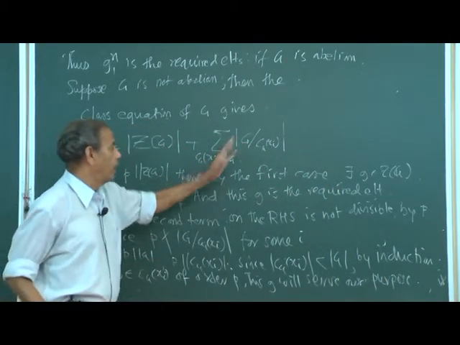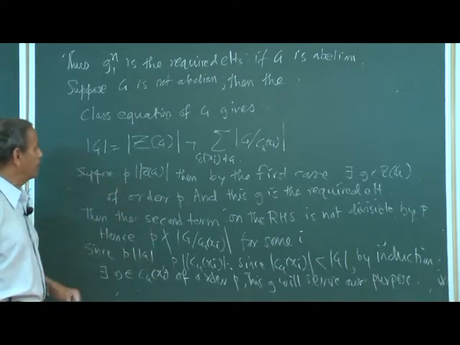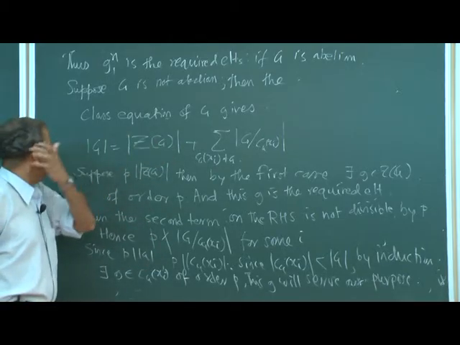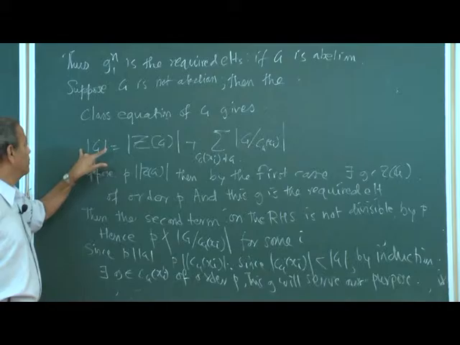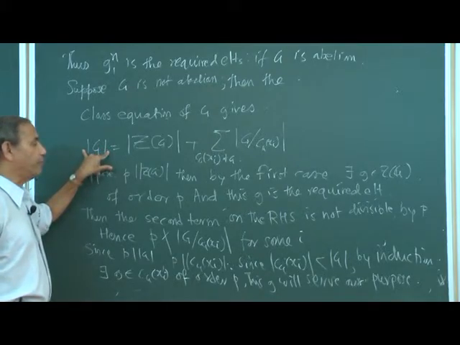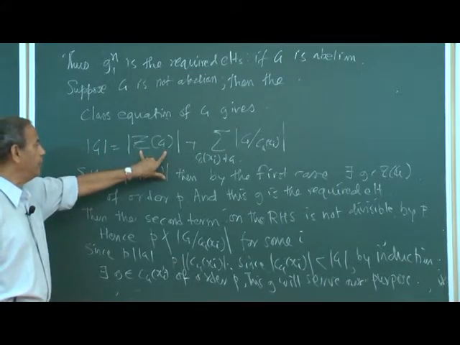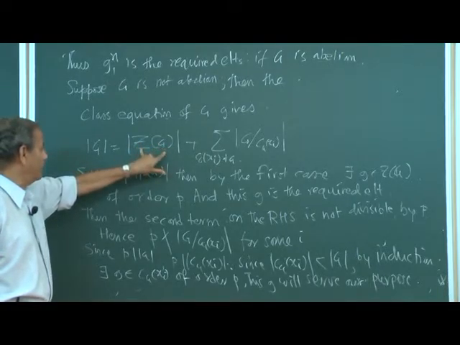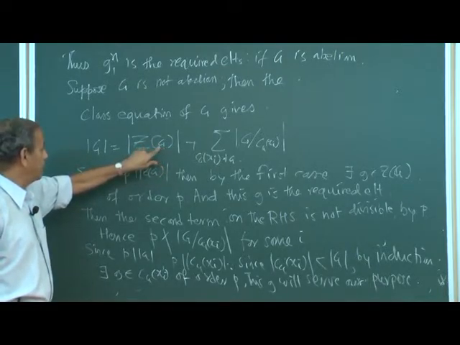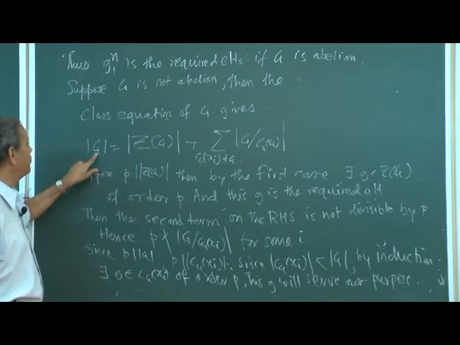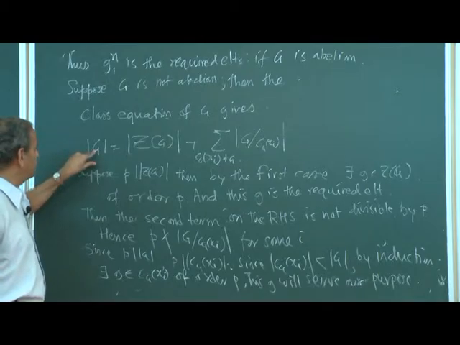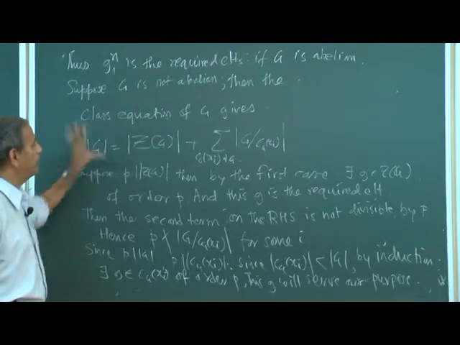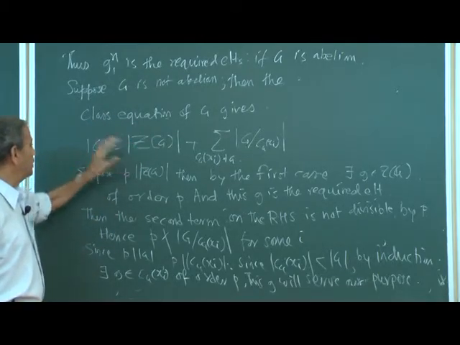So we have proved it now. Let me repeat what I have done. We have written down the class equation. Left hand side is divisible by P. Suppose this is divisible by P, then by induction, by the first case, the abelian case, there exists an element of order P in ZG, but ZG is a subgroup of G. So that element belongs to G and is of order P. So we have finished the theorem in this case.